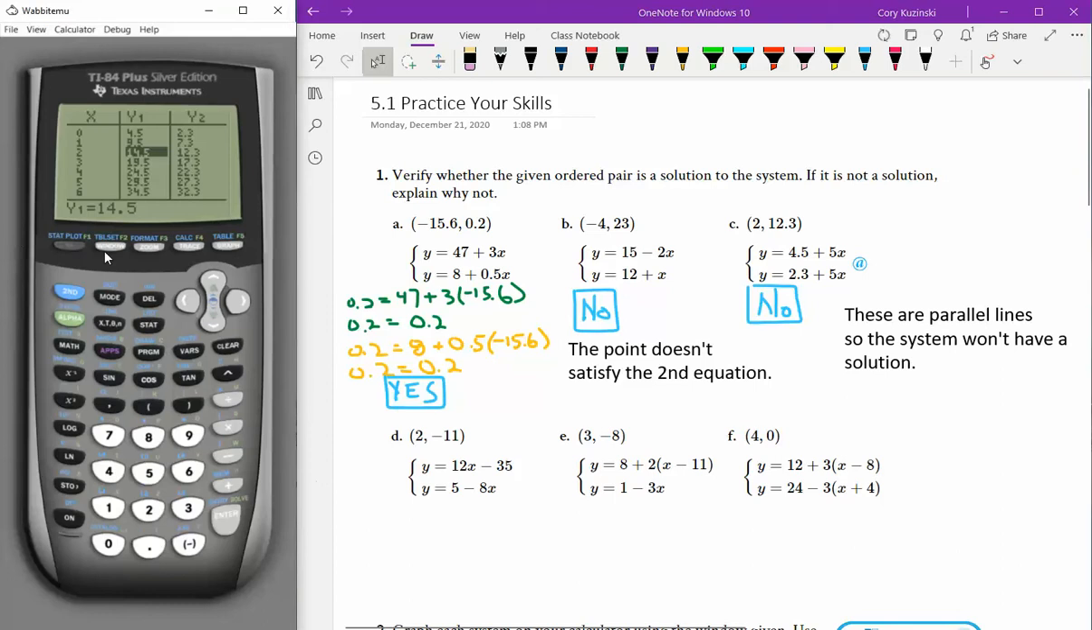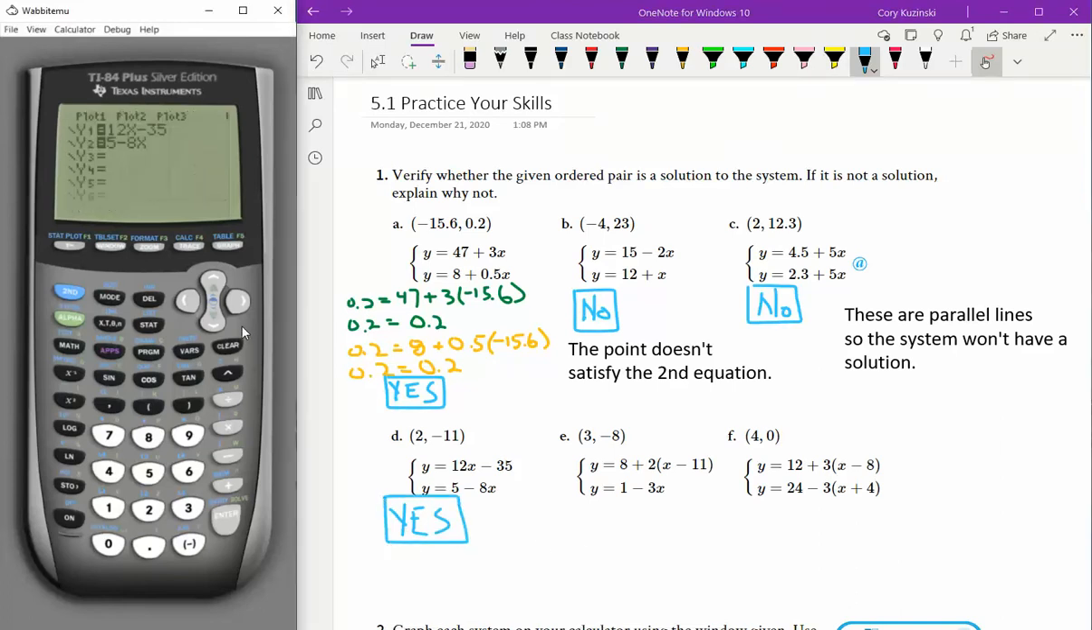All right, let's try the same way down here. Let's punch in this equation, 12x minus 35 and 5 minus 8x. Let's go to the table, and we're going to go to 2, and we do get negative 11 for both of these, so this is a yes, because 2 gives us the output of negative 11 both times.